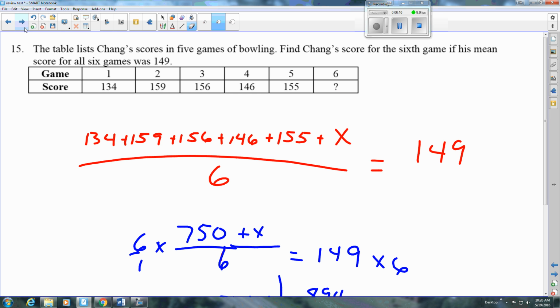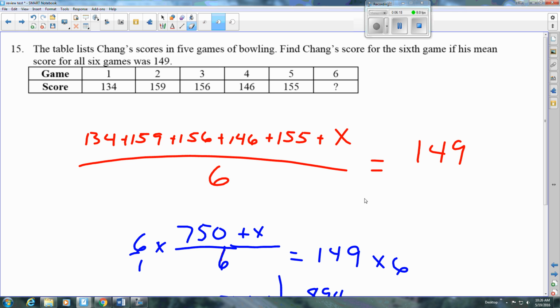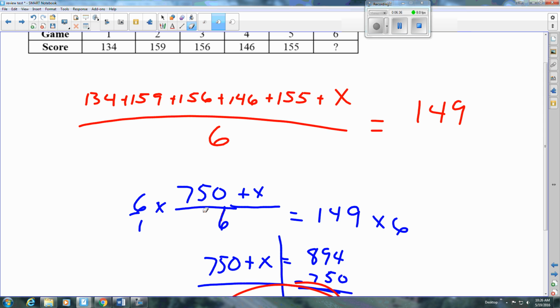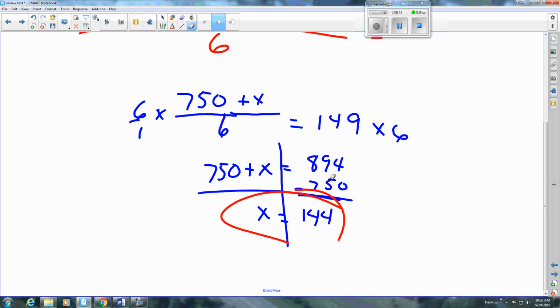Question 15. You've got to find the mean of this data. Actually, you're trying to find the value of the last one. So what I would do is add all these up first just to get them out of the way, and you get 750. Then we know the opposite of dividing by 6 is multiplying by 6. So I'd go back and multiply both sides by 6. You get 750 plus a number equals 894. 894 minus 750 is going to give you 144.